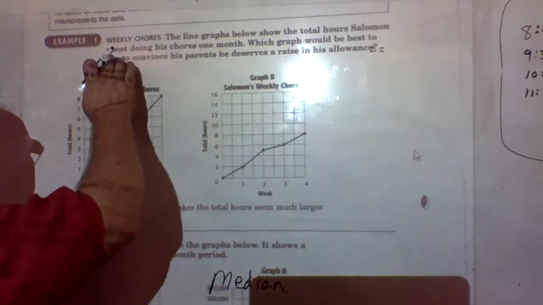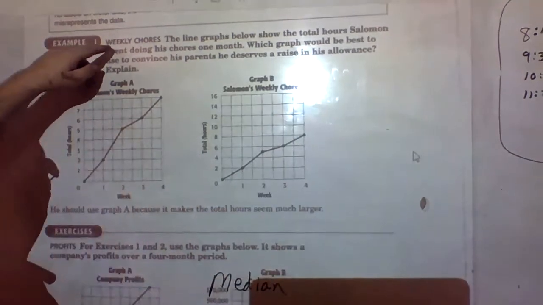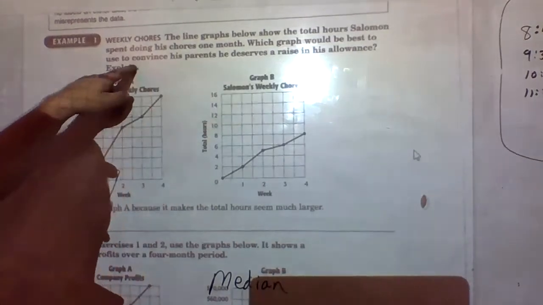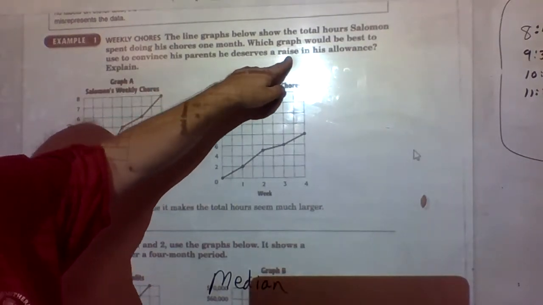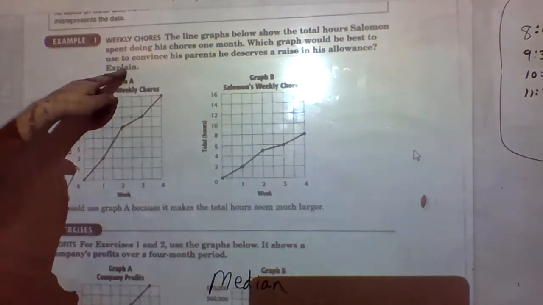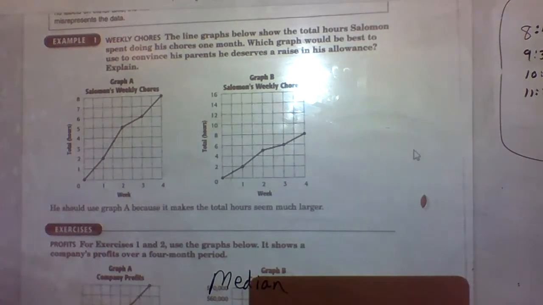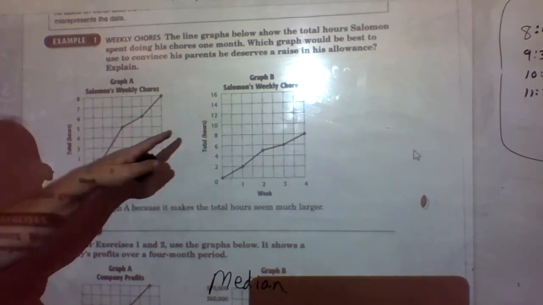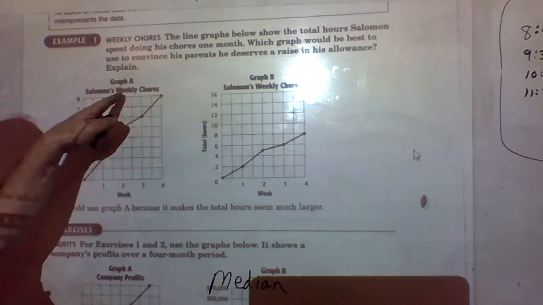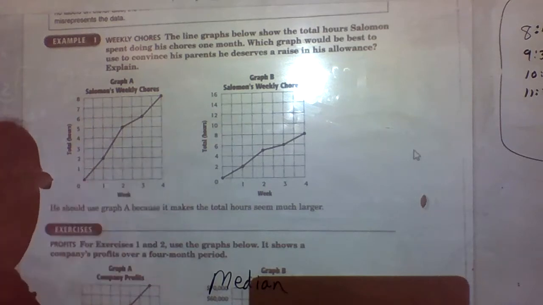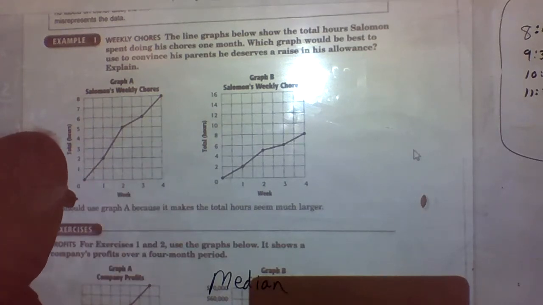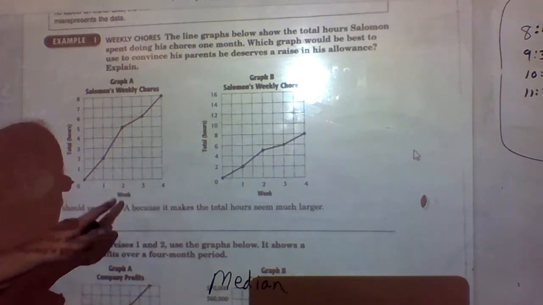Well, let's look up here. Let's read this. Which graph would best be used to convince his parents he deserves a raise in his allowance? Which one for getting a raise in his allowance? Well, both of these graphs are talking about the amount of hours that he's working at weekly chores, right? And if he's trying to convince his parents to pay him more, it's graph A.